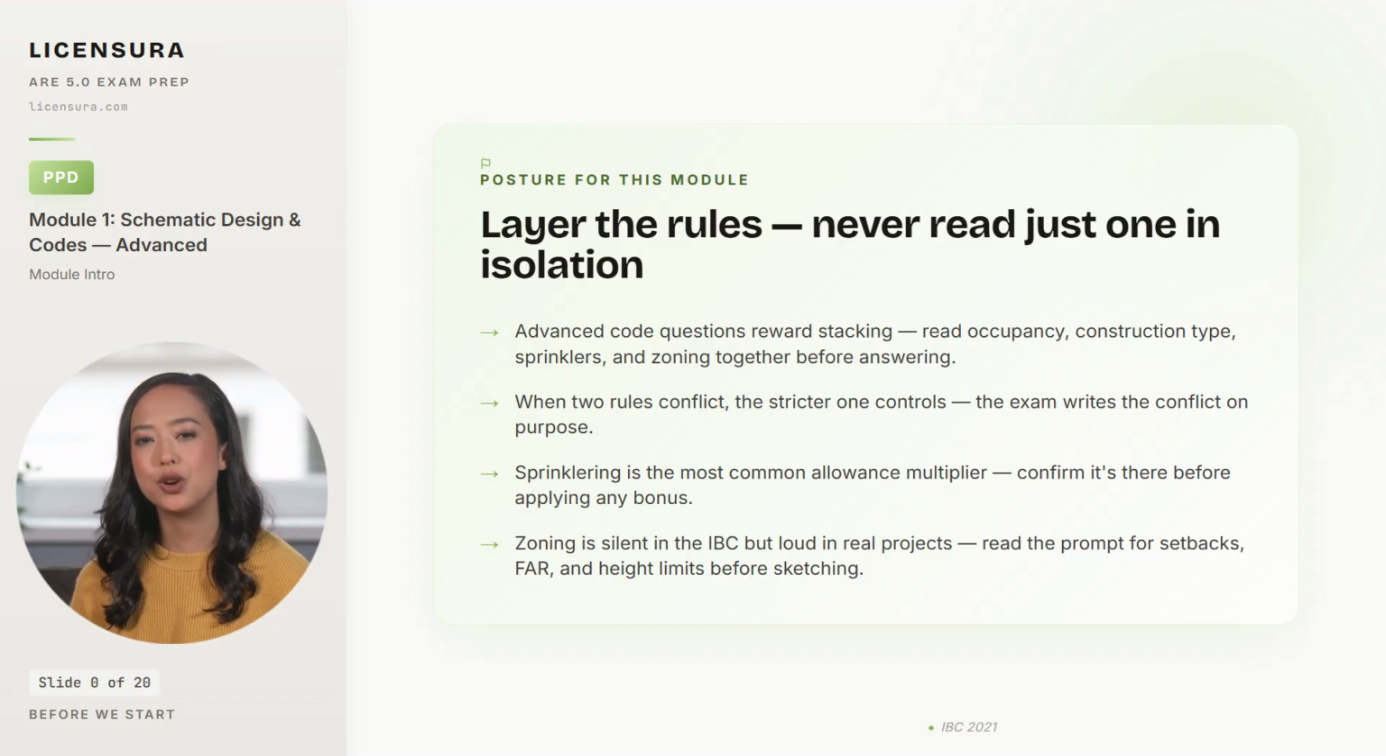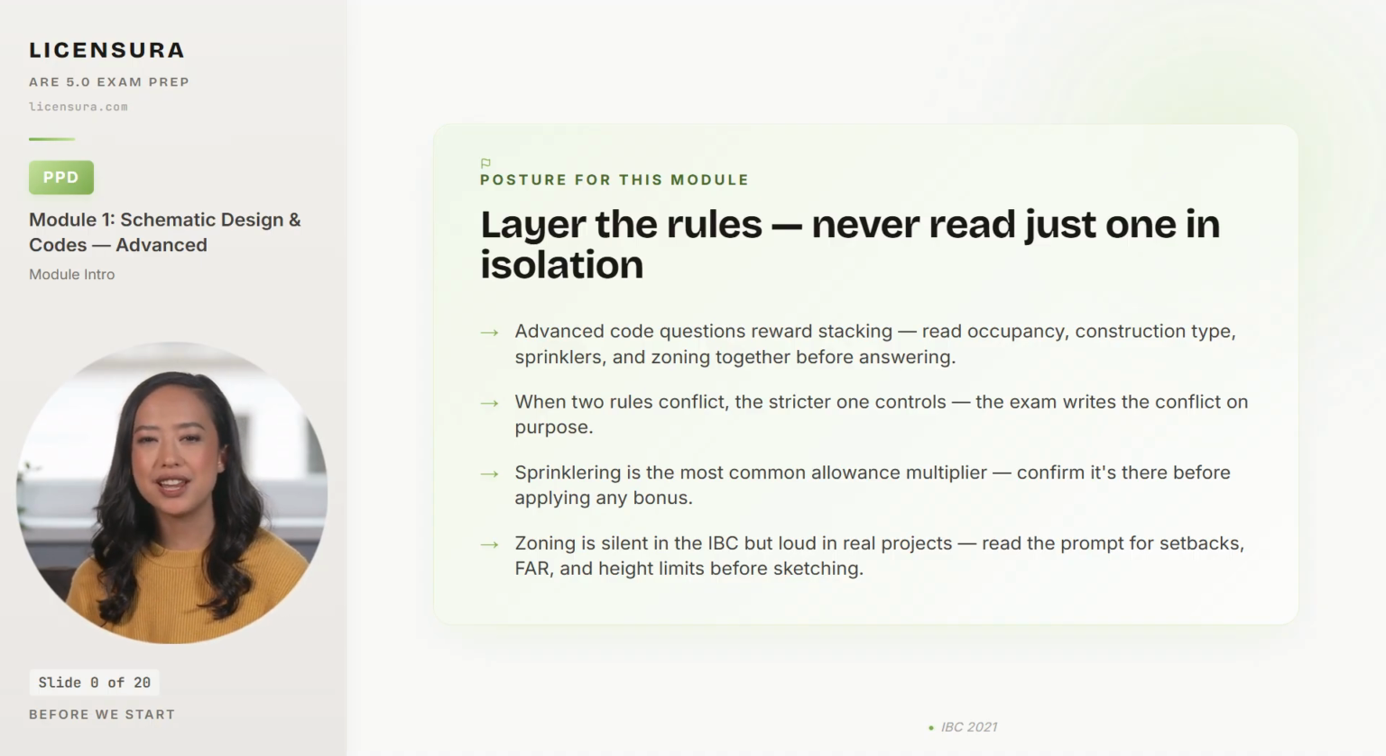Second, when 2 rules disagree, the stricter one controls. The exam writes those conflicts on purpose, so when you see a prompt where the IBC says one thing and zoning says another, the smaller of the 2 numbers is usually the right answer.